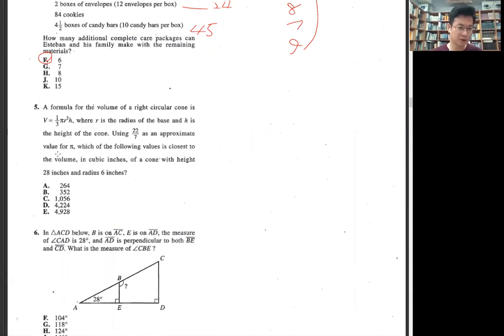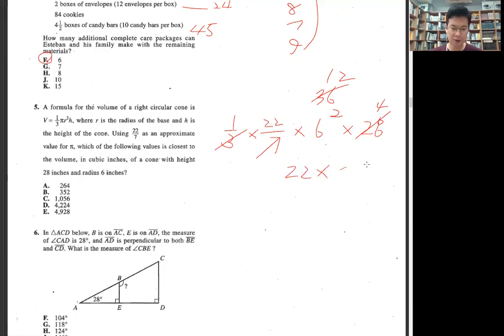Using this approximate value, which will follow closest the volume of this one. Height is this, radius this. 1/3 pi r squared times h. 4, and this is 36. Well, basically 22 times 24, 28, 400.